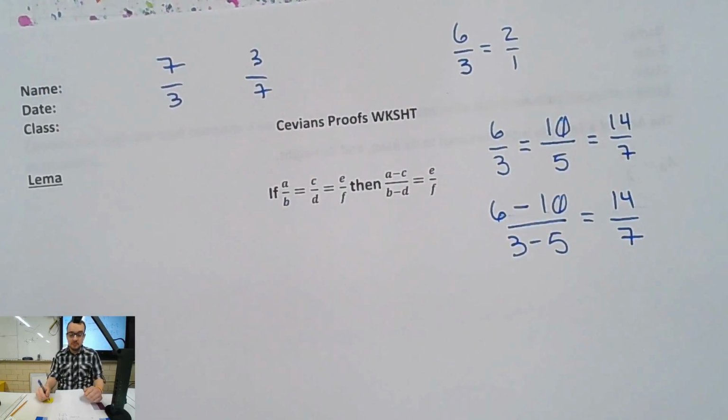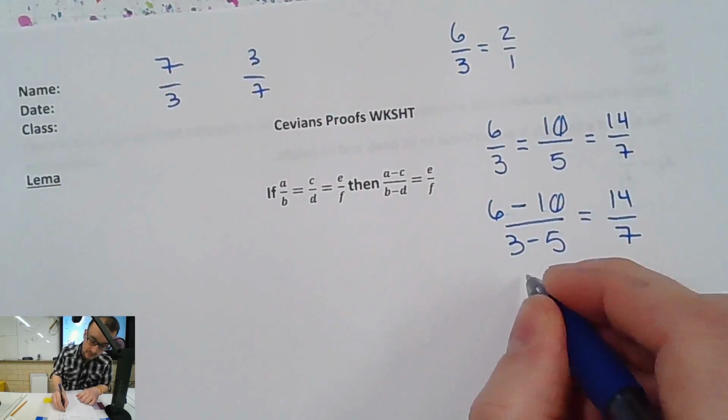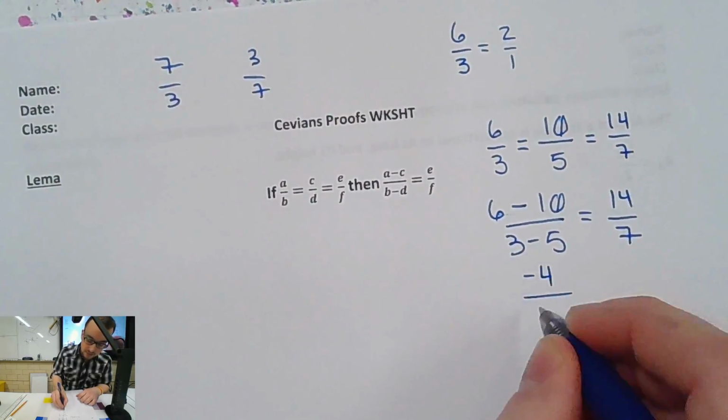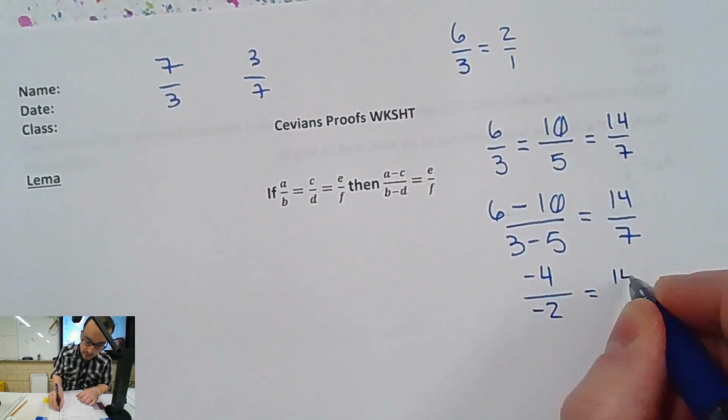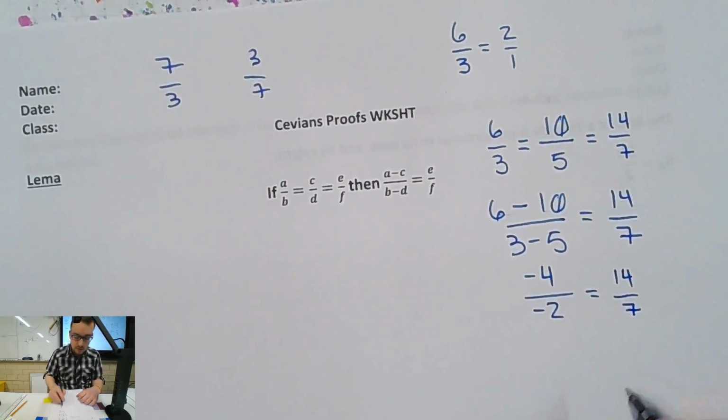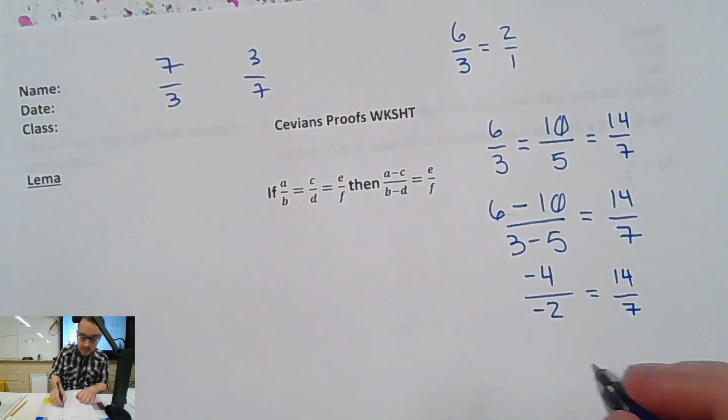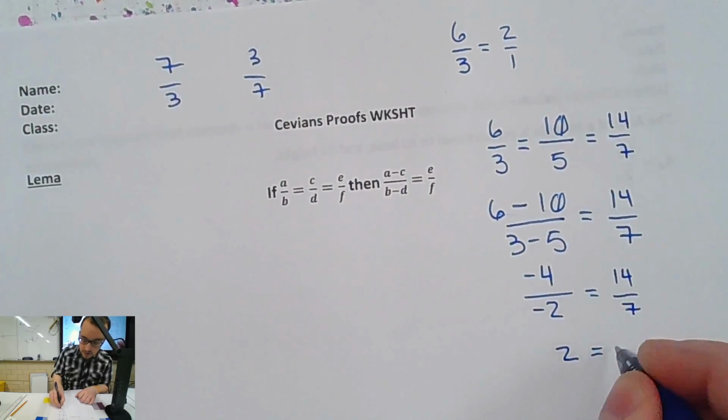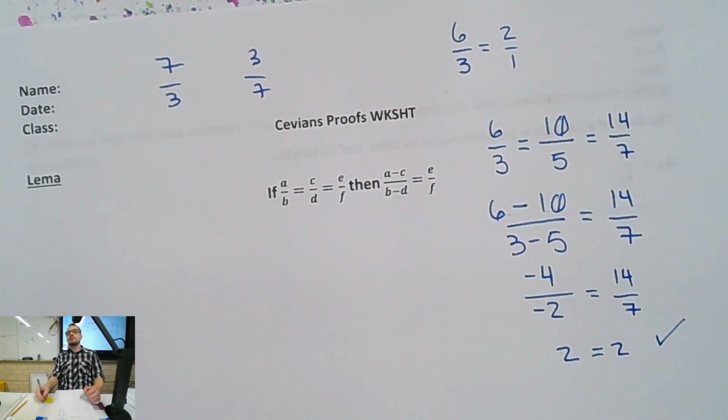That's kind of cool. So is 6 minus 10? It's -4. 3 minus 5, -2. Is that equivalent to 14/7? Well, -4 divided by -2 is +2. And 14 divided by 7 is also 2. So yeah, that checks out.